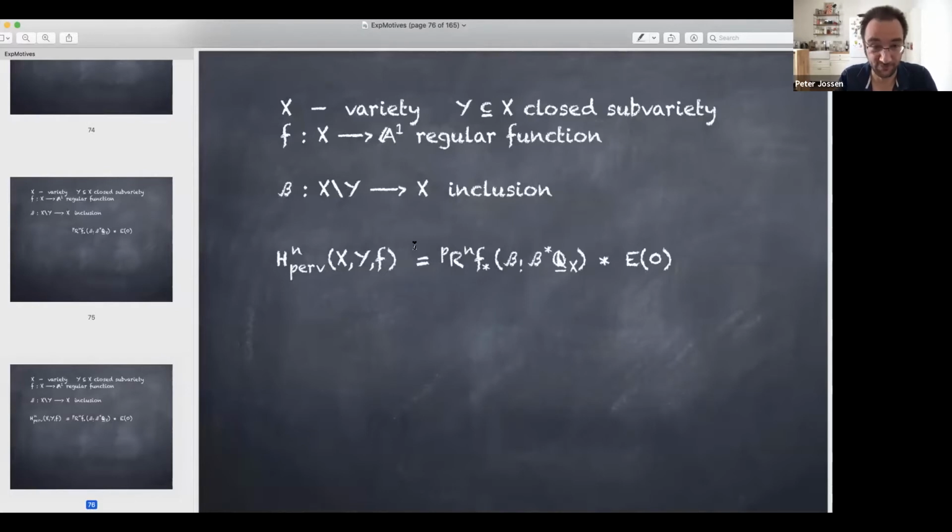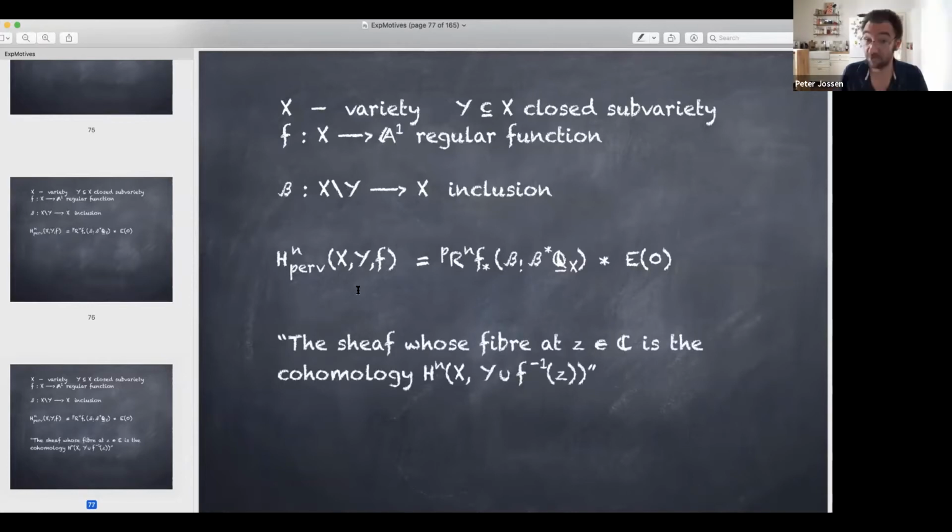Now, if you cannot see anything in this formula, no blame to you. It looks a bit messy. Here is morally what this thing does. What I have written here is, a little bit in quotation marks, the sheaf on the affine line whose fiber at the point z is the cohomology of the pair X and Y union the pre-image under f of the point. So when you move the point z, this pre-image f inverse of z will change, maybe sometimes drastically, but most of the time just a little bit. And you get some family of vector spaces, H^n of X relative to Y union f inverse of z. And this family of vector spaces, that's the sheaf I'm talking about.